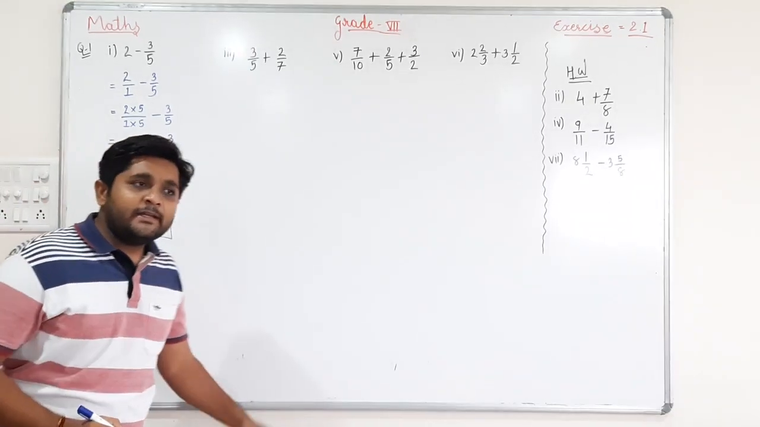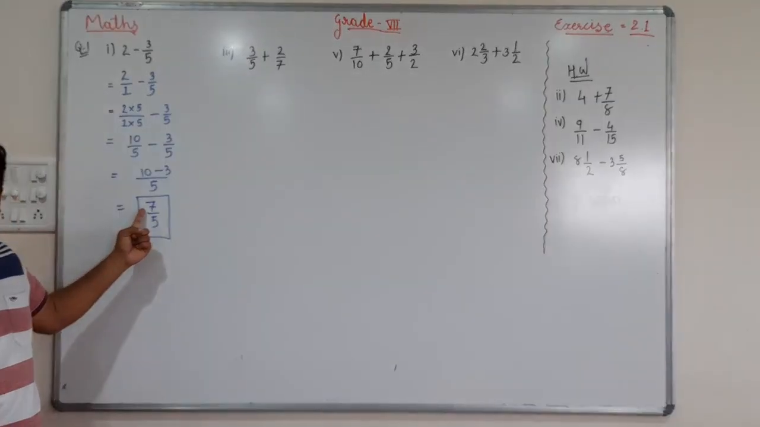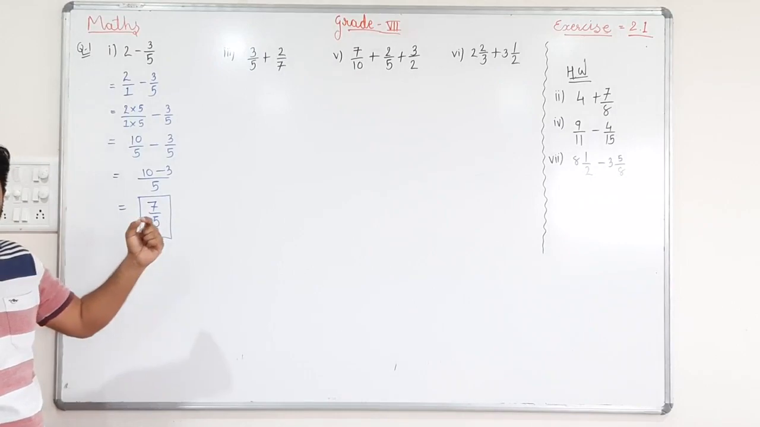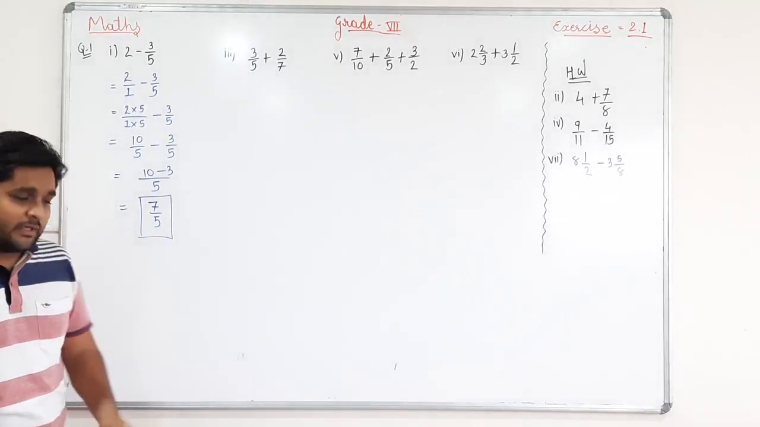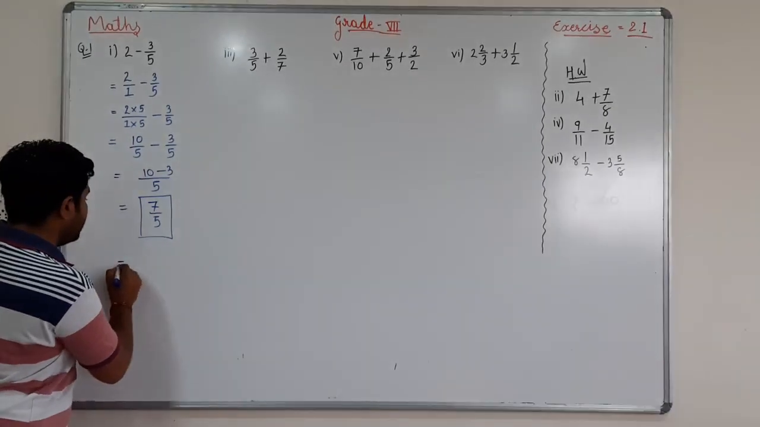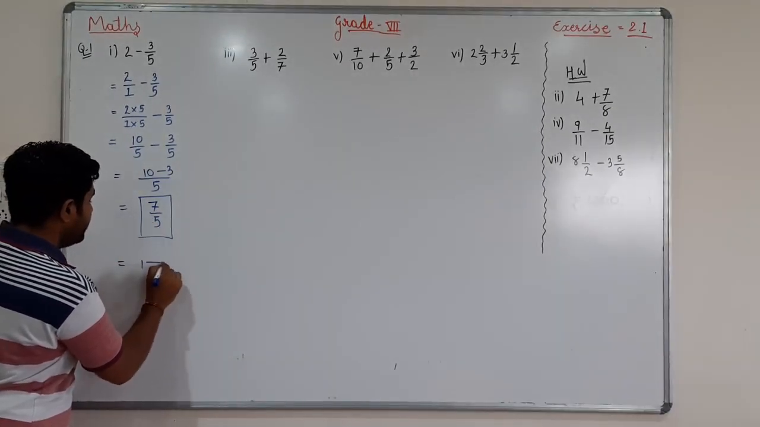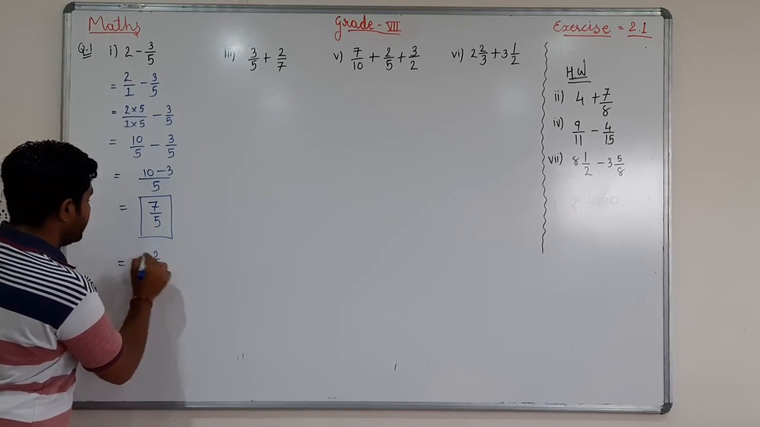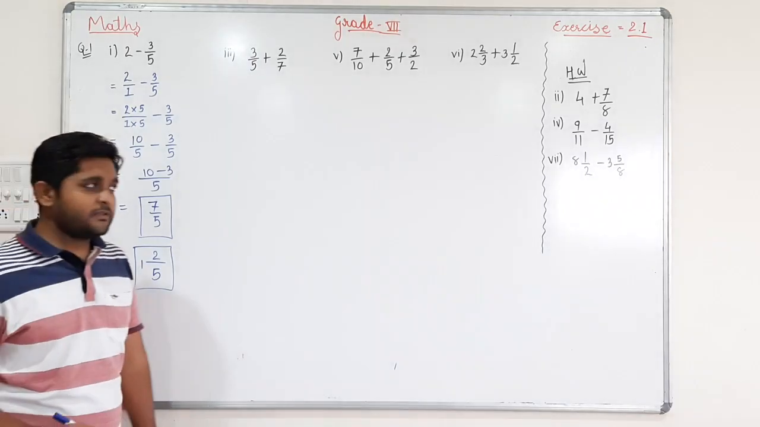Also, is it a proper fraction or an improper fraction? The numerator is bigger, so it is an improper fraction. We can also convert it into a mixed fraction. So how can we convert it? 5 ones are 5, plus 2, 7. It is the answer in mixed fraction.